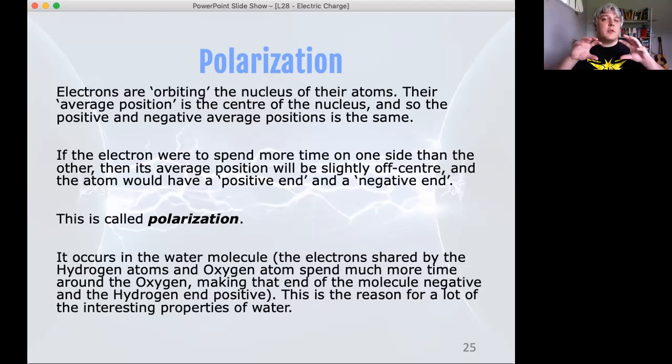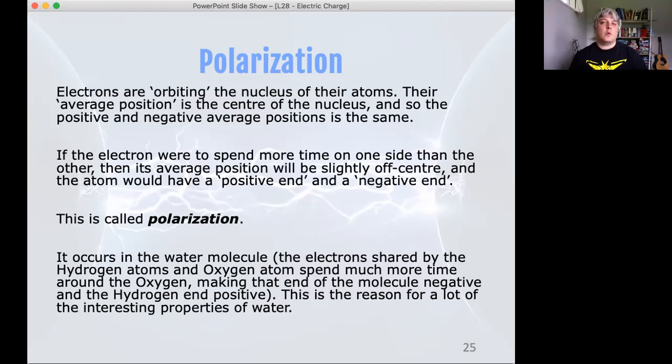So the two hydrogens are both positive, the oxygen is negative, and our molecule as a whole has this charge polarization, right? It's not because there is an actual positive or negative end to the hydrogen or oxygen atoms or anything like that. It is literally just because the electrons that are shared between the hydrogen and oxygen spend a bit more time around the oxygen. So on average, there are more electrons around the oxygen end than there are protons, and on average, there are fewer electrons around the hydrogen end than there are protons. And so it gives us a positive and negative end. And that is actually the reason for a lot of the interesting properties of water.